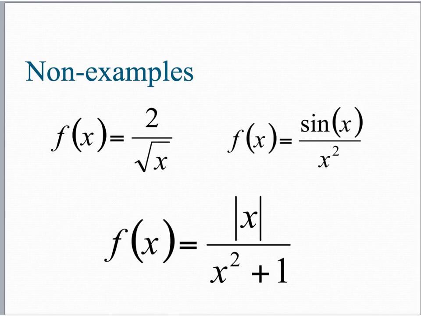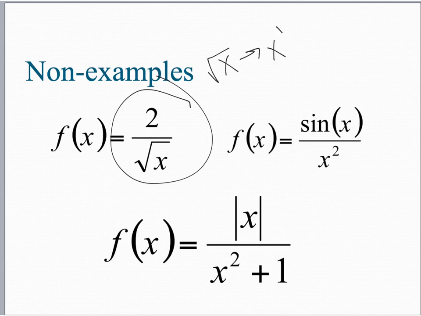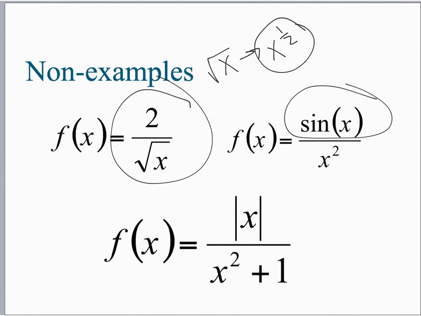If I have 2 over the square root of x, that is not a rational function, because if you remember, the square root of x is kind of like x to the 1/2. And remember that polynomials have to have positive integer powers. And clearly sine of x is not a polynomial. Absolute value of x is not a polynomial. So these won't work.